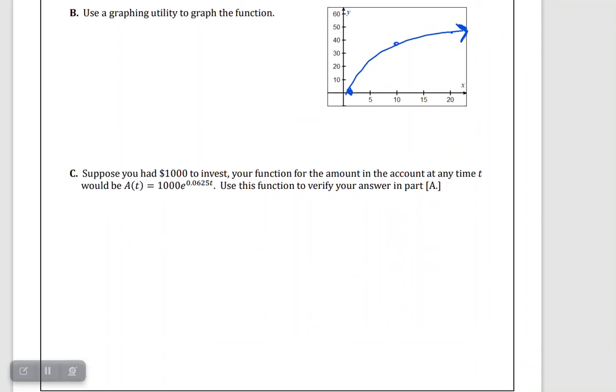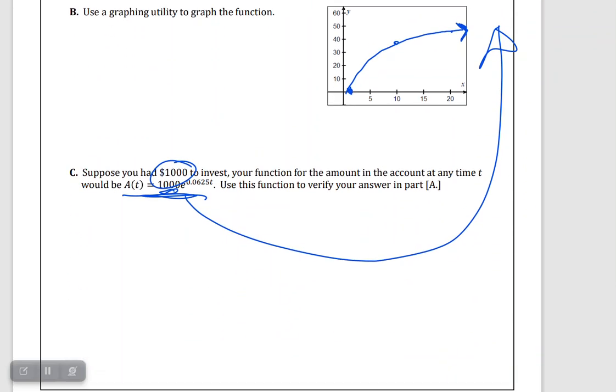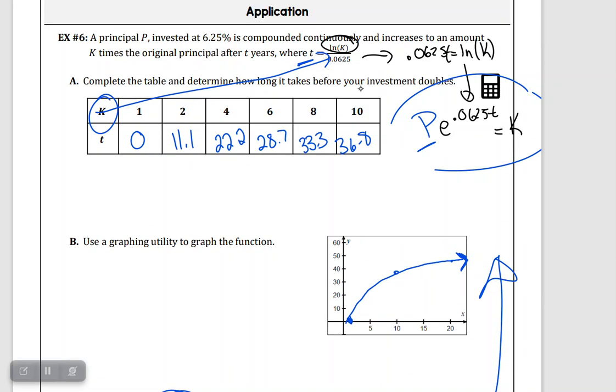And then this one says, suppose you have $1,000 to invest. Use your function for the amount in the account at any time t would be this. You can kind of see that's what we had up here, right? Very similar to that expression where 1,000 is that principal that you're putting in. So we're verifying it and we're saying, okay, I should actually go back to here. It asks us to figure out when it doubles.